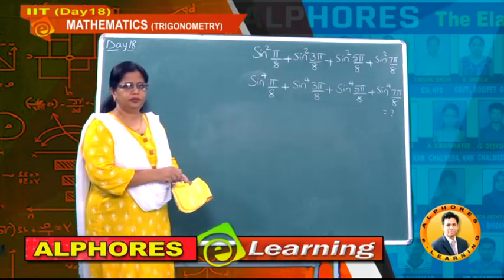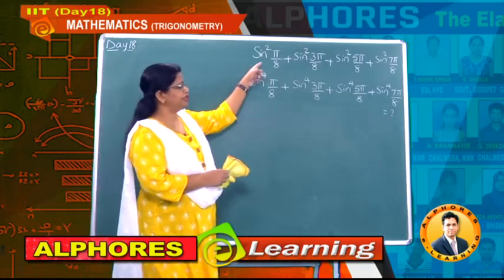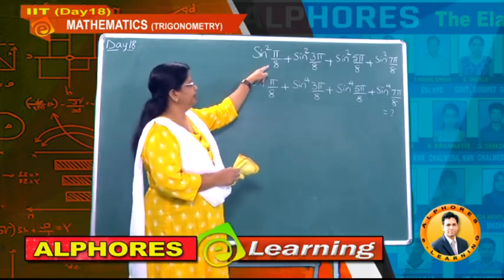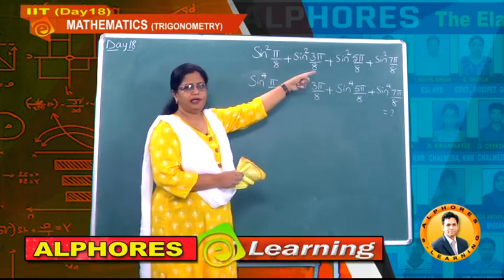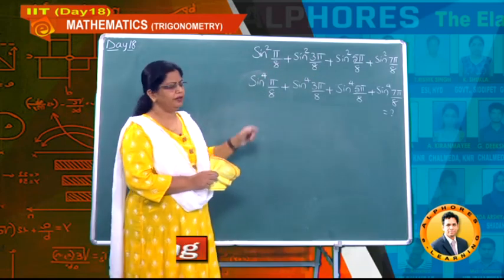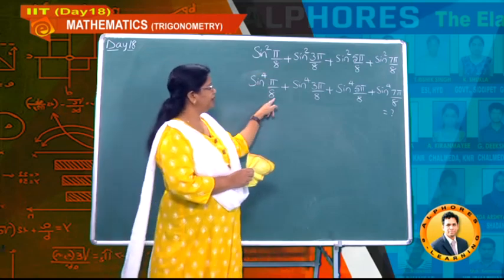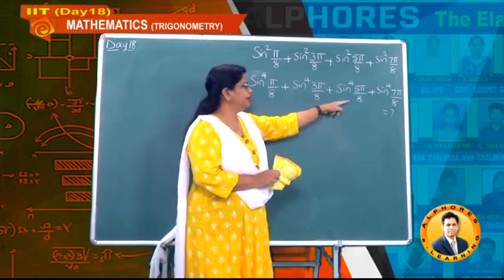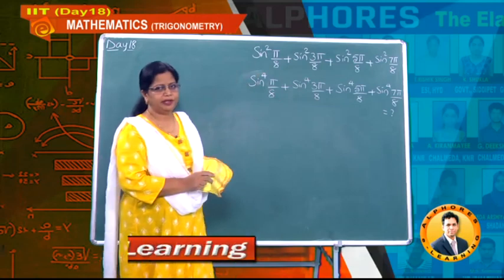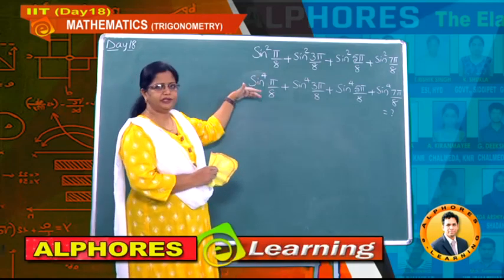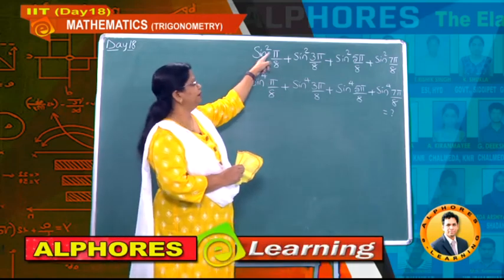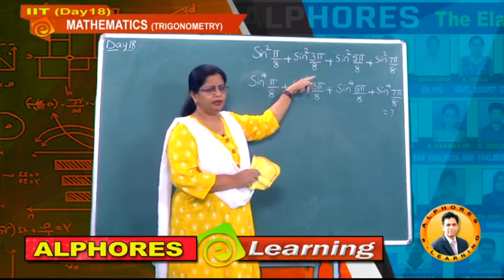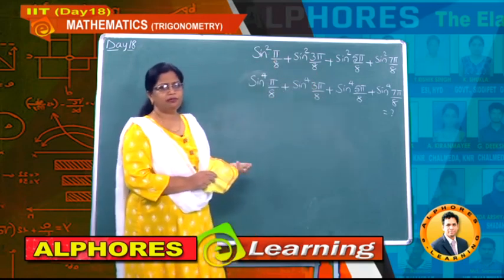Okay. So students, observe now these two problems here. One is in pi by 8, 3 pi by 8, 5 pi by 8, 7 pi by 8, and this problem also has the same angles, pi by 8, 3 pi by 8, 5 pi by 8, 7 pi by 8, right. What is the only difference between these two problems? This problem is given in terms of square, whereas this problem is in terms of power 4.